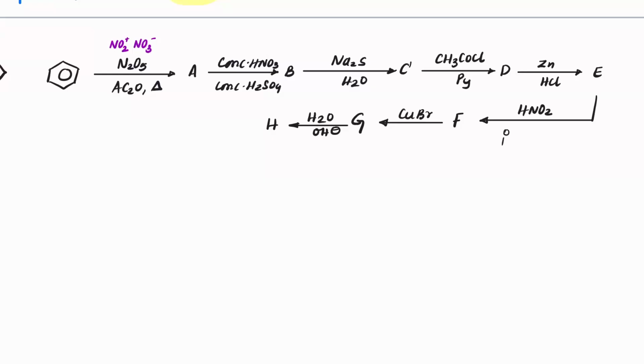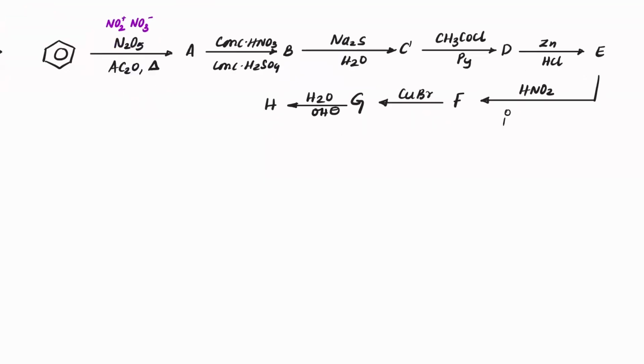What is A here? N2O5 in acid anhydride will always give you nitrobenzene. So we will get this as nitrobenzene, NO2. Okay, then what is B? Again you are making a nitration. Because NO2 is meta directing, you will get this at meta position. When you have two NO2 and Na2S is used, you will get a partial reduction. So that makes one of them convert into NH2.